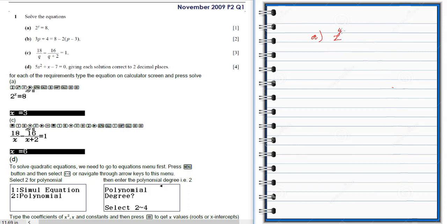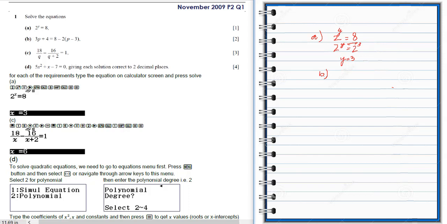So 2 to the power of y is equal to 8. To solve this, here the base is 2, so I can write 8 as 2 to the power 3 as well. As the bases are equal, the powers must be equal as well. Whenever there is an equal sign, we can do that. So we can say that y is equal to 3.